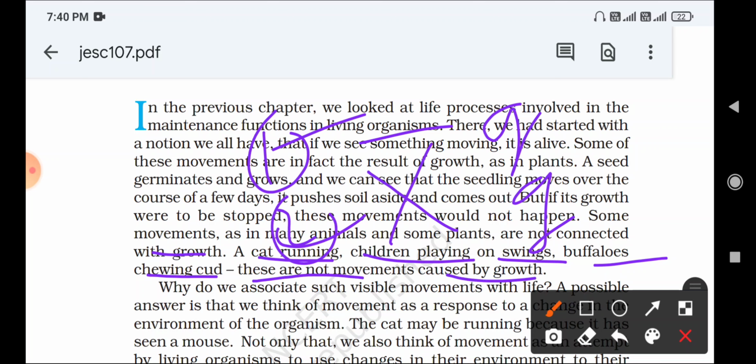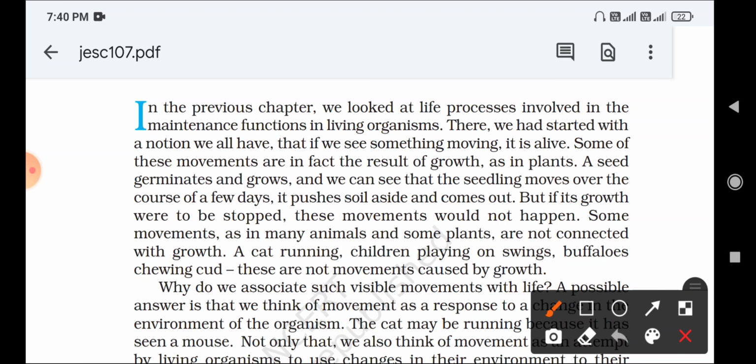What we said here is that movements are of two types. One is growth-related movement, and the other is not growth-related movement. For example, the seedling of a plant is called a growth-related movement.